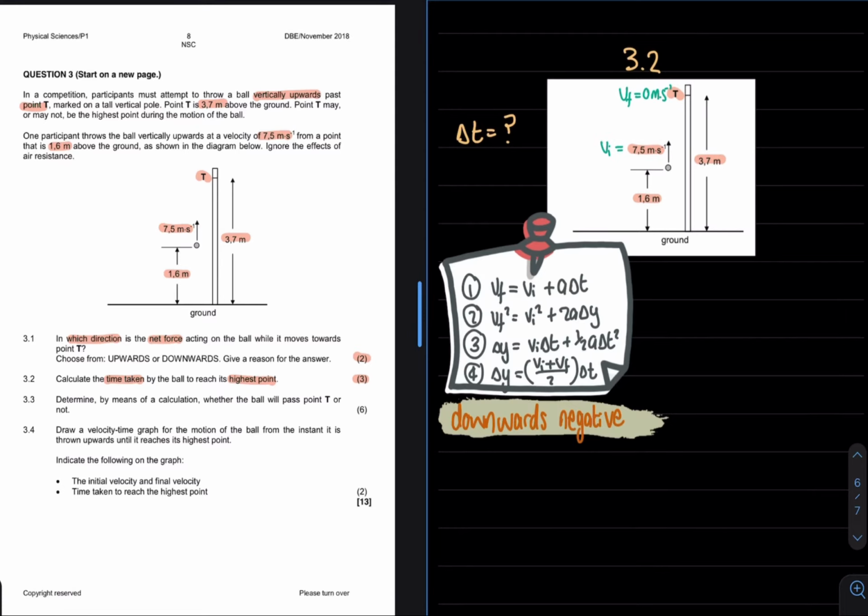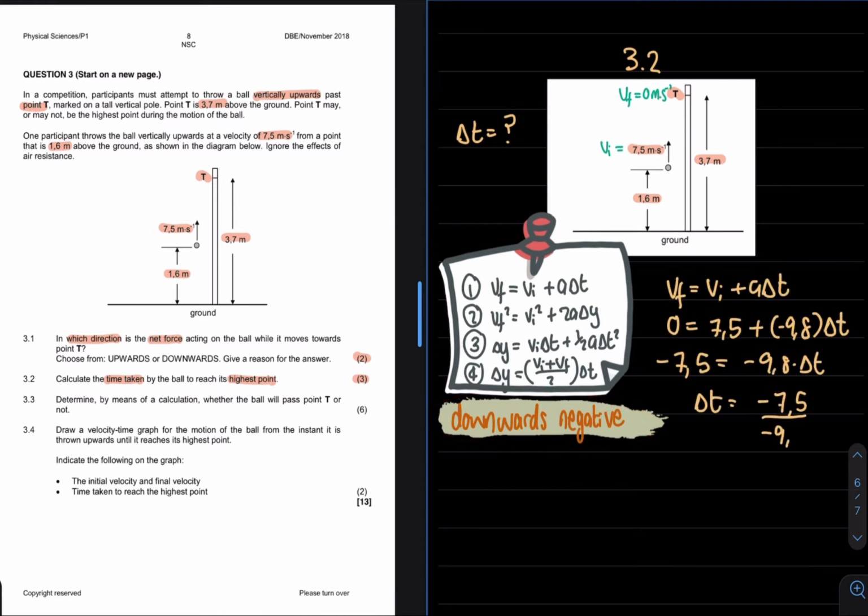Looking at our equations of motion, we can see that we can use equation 1. We have the final velocity of 0, the initial velocity of 7.5, the constant acceleration of 9.8 in the downward direction, and in this problem we will take down to be negative. Which gives you a total time of 0.77 seconds.